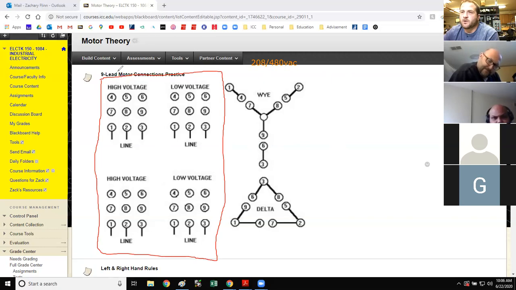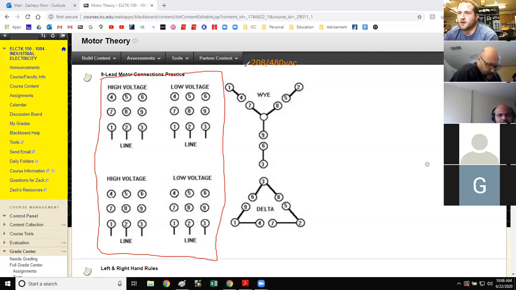So here's what this means. Inside these motors, and you guys have had a question like this on your homework. You might have even seen it on your quiz. If you're wiring up a motor for high voltage operation, are the windings hooked up in series or parallel? Should be in series. And low voltage would be parallel.